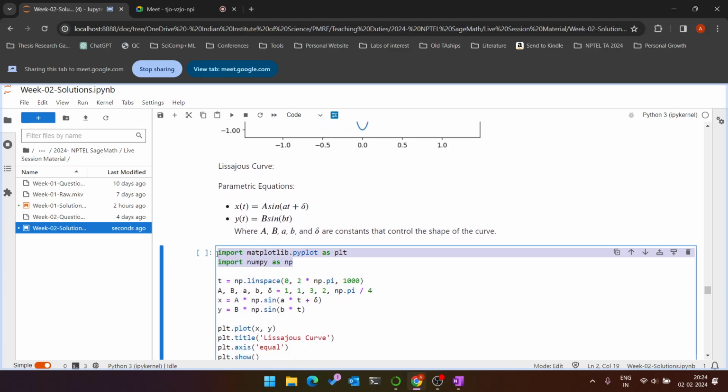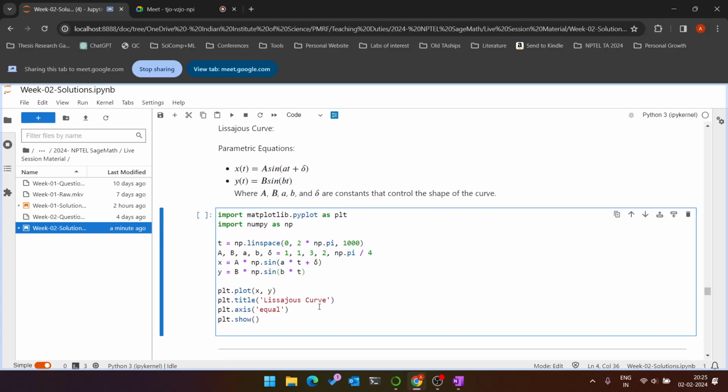Again, we begin by the same process. Import our libraries, create our array for the parameter t from 0 to 2 pi divided into 1000 points, and give values to a, small b, and delta. And then using the np.sin function, because t is again an np array, we can do a into t plus delta. A is a constant, delta is also a constant.